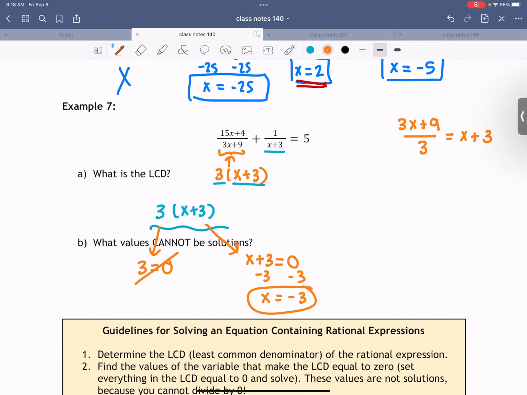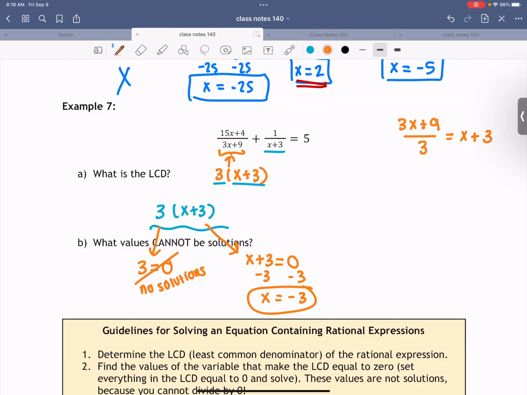So would we not include 3 equals 0 for the cannot-be-solutions, or does it not really matter because either way it's not a solution? Yeah, like that 3. Okay, I'm setting each of the parts equal to 0. 3 equals 0. How many solutions does that have? No solutions, right? So no solutions.